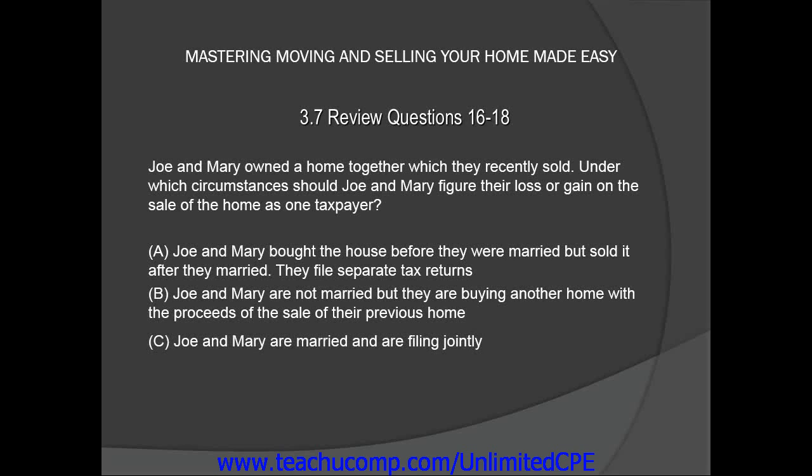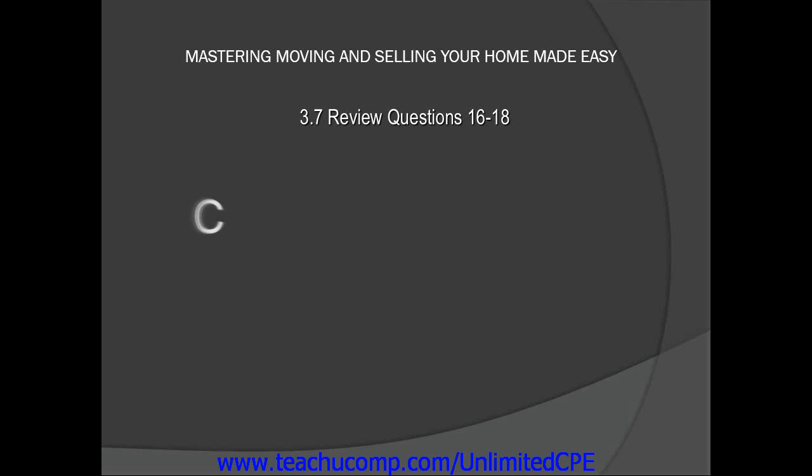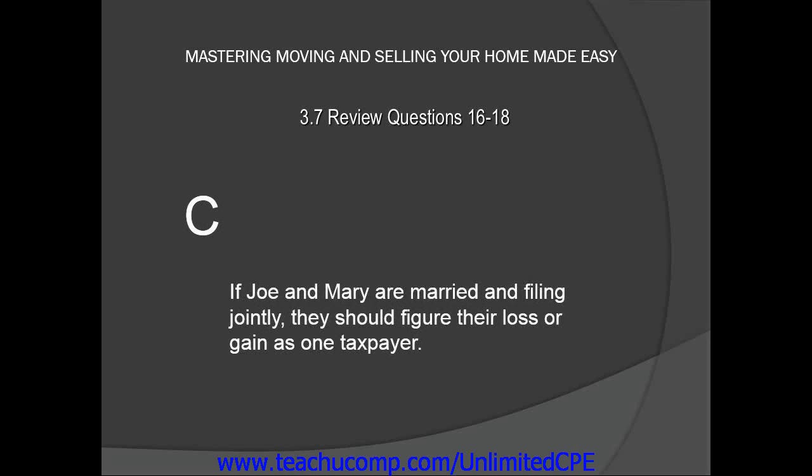C. Joe and Mary are married and they are filing jointly. Or D. Joe and Mary should not figure their loss or gain as one taxpayer under any circumstances. The answer is C. If Joe and Mary are married and filing jointly, they should figure their loss or gain as one taxpayer.